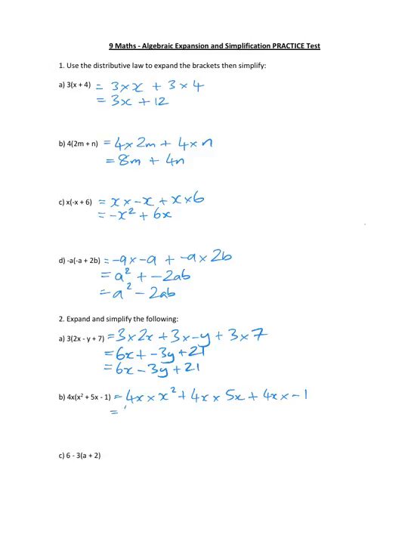4x times by x squared is going to be 4x to the power of 3, plus 4x times by 5x, 4 by 5 is 20, x times by x is x squared, plus 4x times by negative 1 is going to be negative 4x. Plus and a minus sign becomes a minus. Take 4x.